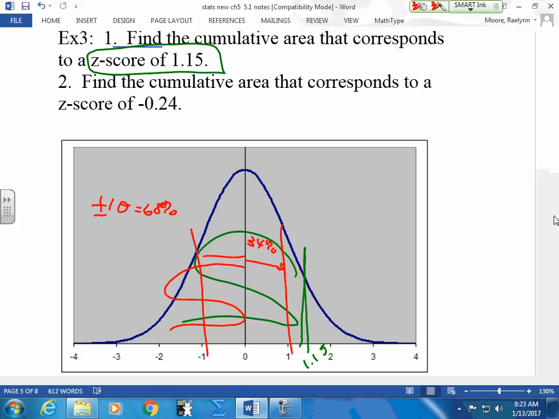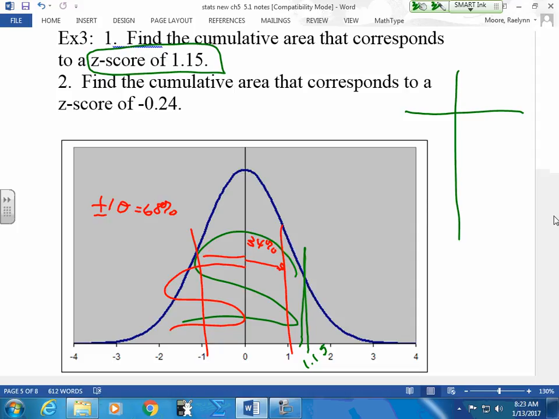I want you to make an estimate. I want you to get a feel for this curve. Do you have to do this every time? No, but I want you to see the symmetry in this curve. I want you to see where positives and negatives are. I want you to understand this curve rather than just grab the table and look up the number and say, oh yeah, it says this. So now, let's look this up. So in your table, you're going to look up on your positive side.